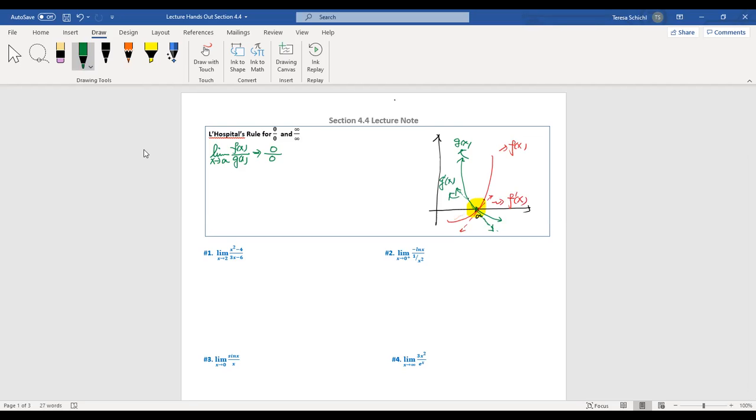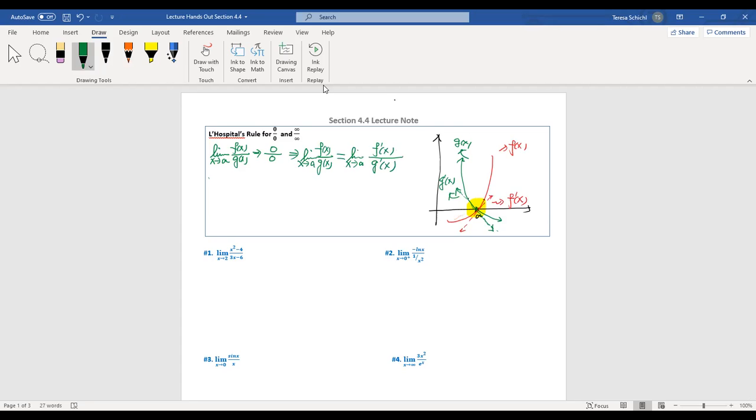So this is what L'Hopital's rule tells us: when f of x and g of x both approach 0, this is indeterminate. Then L'Hopital's rule says that when x approaches A, because of the linearization, the ratio will be very close to the tangent line slopes, the ratio of f prime x and g prime x here.